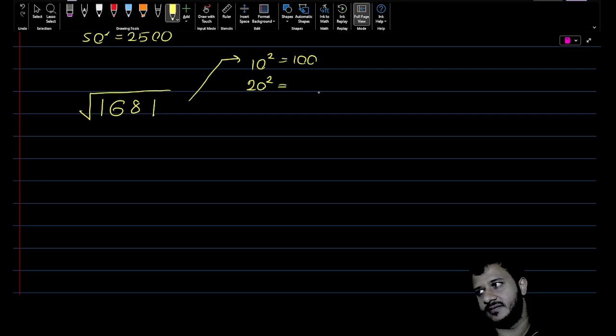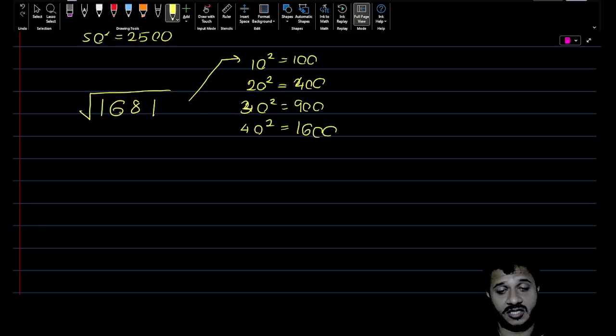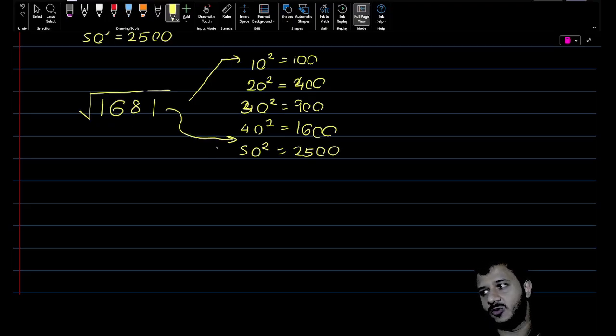20 square, 400. Not really. 30 square, 900. Getting closer to 1600. Not really, but 40 square, 1600. Oh, very close to 1681. Then 50 square, 25 with double zero. Definitely this number is between these two. So the answer which we want is between 40 and 50.